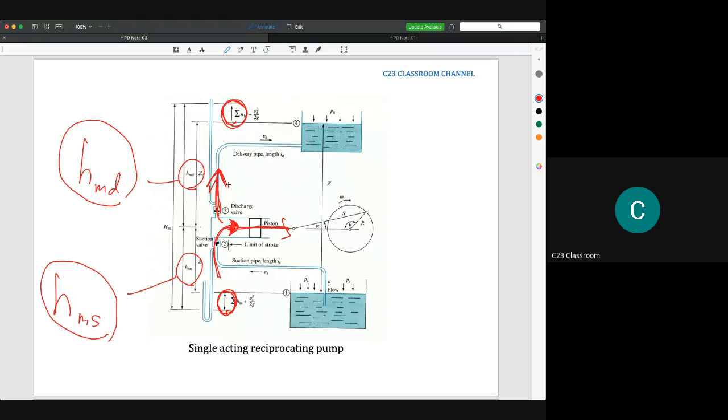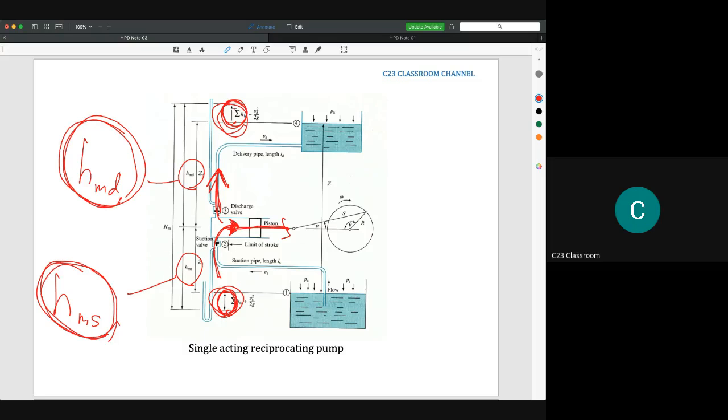So after this we have the pressure vessel. No, not pressure vessel, we have the air vessel. Later on I will discuss about air vessel. To make sure your piston pump works, you need to overcome the manometric head for discharge, the manometric head for suction, and you need to overcome the friction. Okay, that is the basic idea in piston pump.